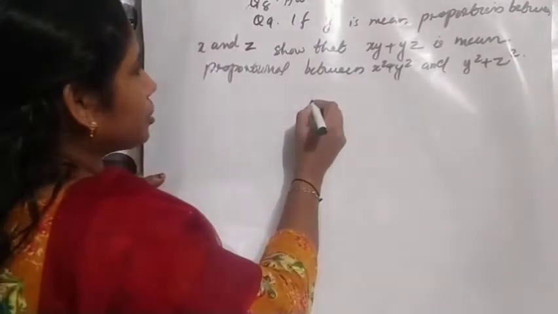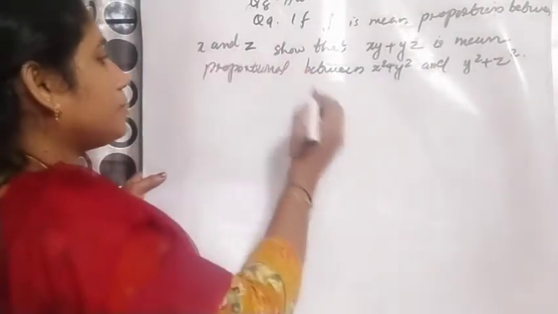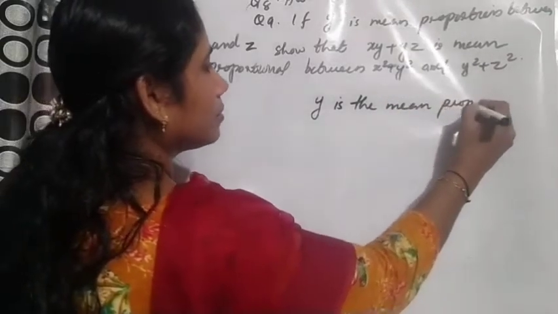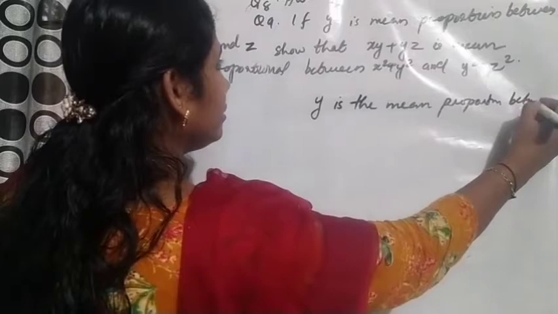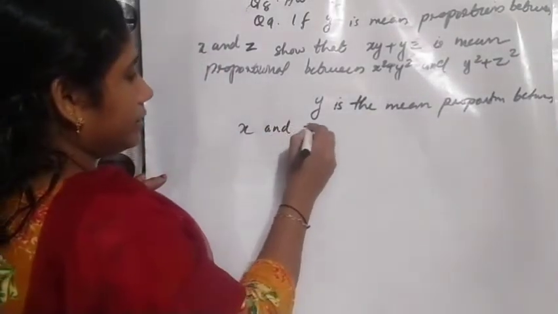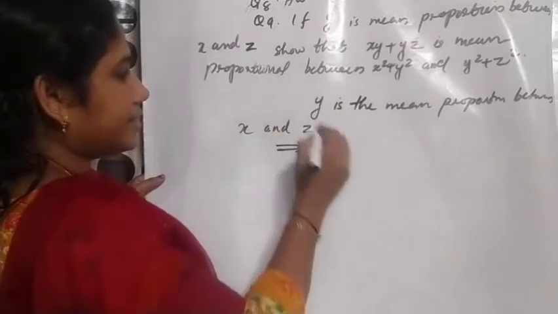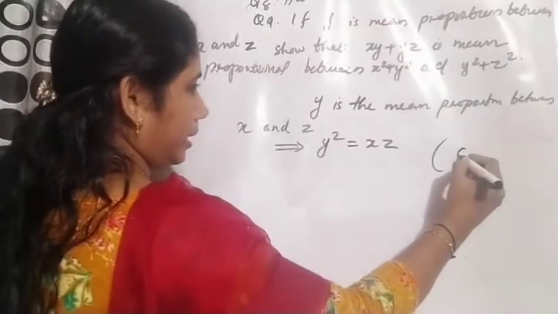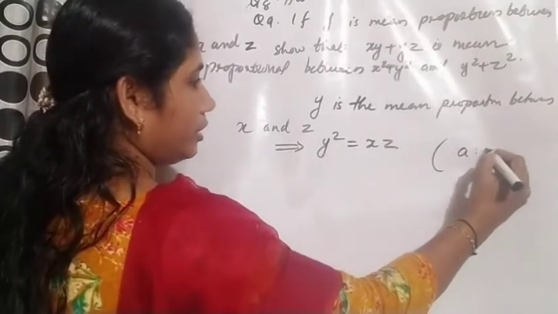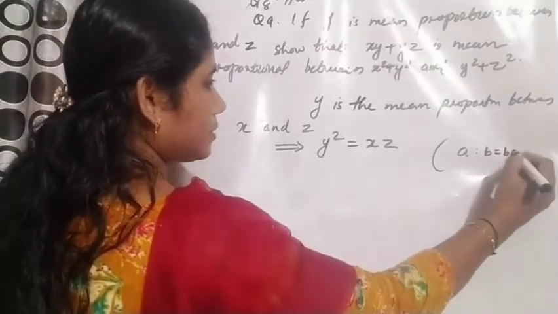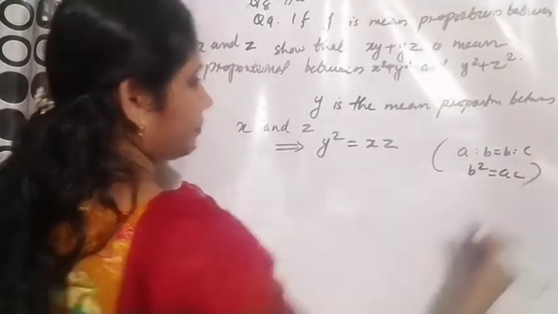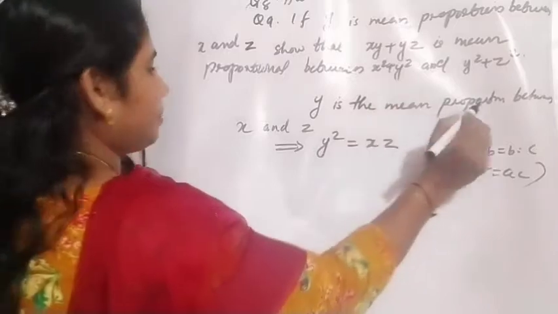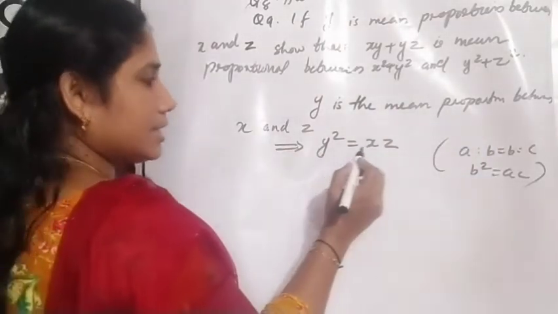How can we write the mean proportion, or what is the relation between mean proportion and the two numbers? If y is the mean proportion between x and z, how can we write the relationship of y, x and z? Yes, it's always y square equal to xz. If a, b, c are in continued proportion, then a is to b is equal to b is to c and b square equal to ac. This is the mean proportion between two numbers. So here you can apply, y is the mean proportion between x and z, so y square is xz.